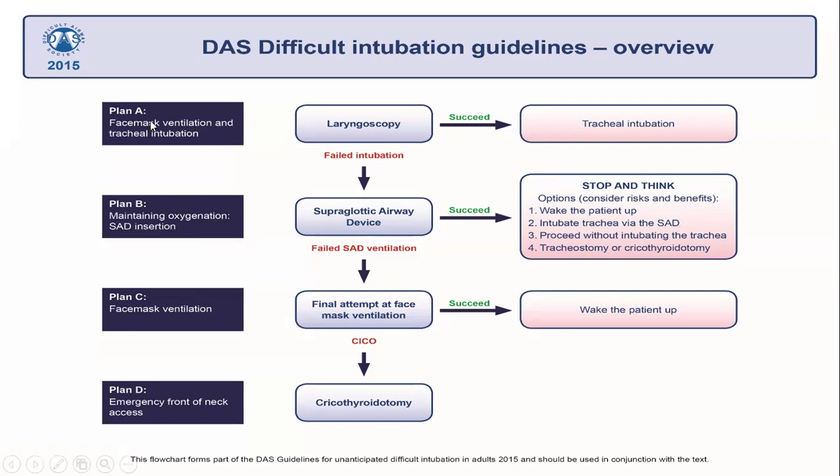So in plan A, bag valve mask, then intubation. Bag valve mask, intubation. Bag valve mask, intubation. If expert, bag valve mask, intubation. If failed, plan B. Plan B, it will be bag valve mask and LMA. Clear? Yes. In plan C, bag valve mask only. No ETT, until LMA, until the patient wakes up.